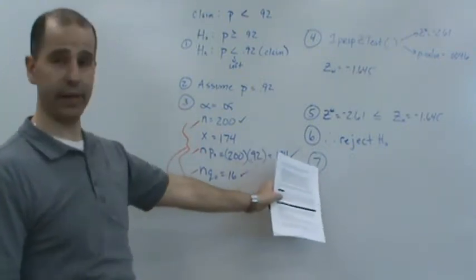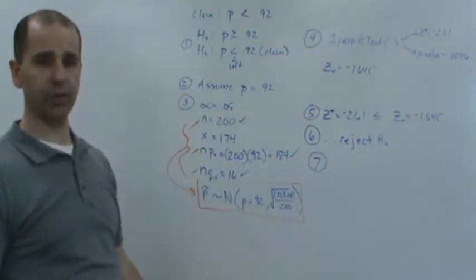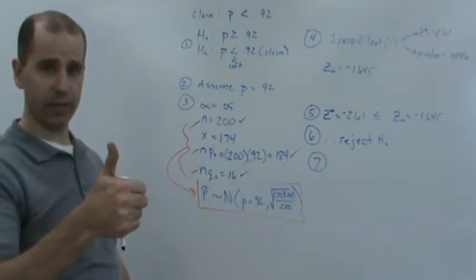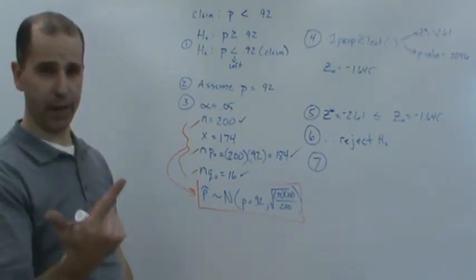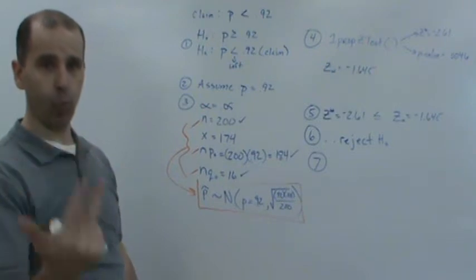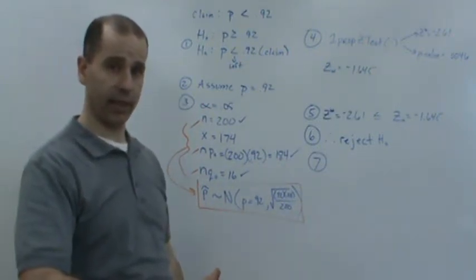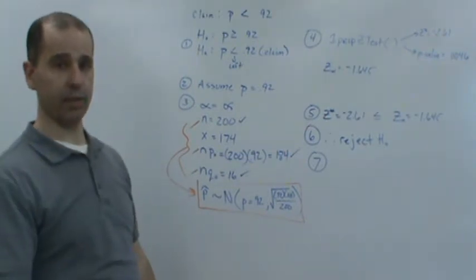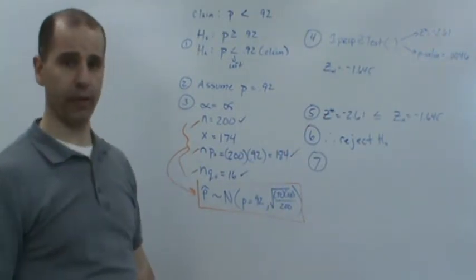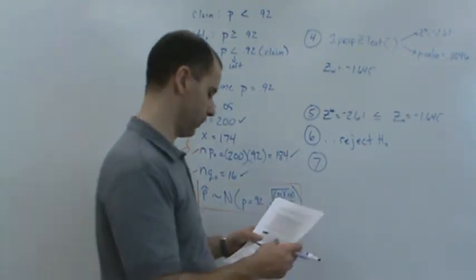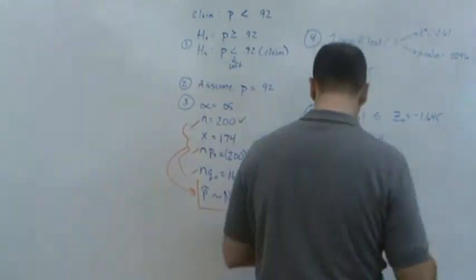Don't forget how to phrase the conclusion. Use non-technical terms, mention the significance level, mention the fact that it's based on the sample data, and say whether it supports the claim or does not support the claim. Does it reject the claim? Does it fail to reject the claim? Those sorts of things. Okay? Okay, let's do the next one.